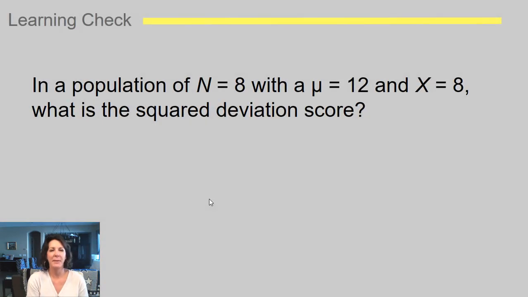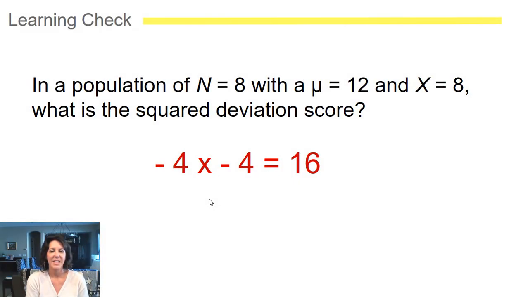One more. In a population of n of 8 with a mean of 12 and a score of 8, what is the squared deviation score? So not just what the deviation score is, but what is the squared score? Well, let's take a look. So we have a deviation of -4, because if you take a score of 8 and you subtract 12, that gives you -4.